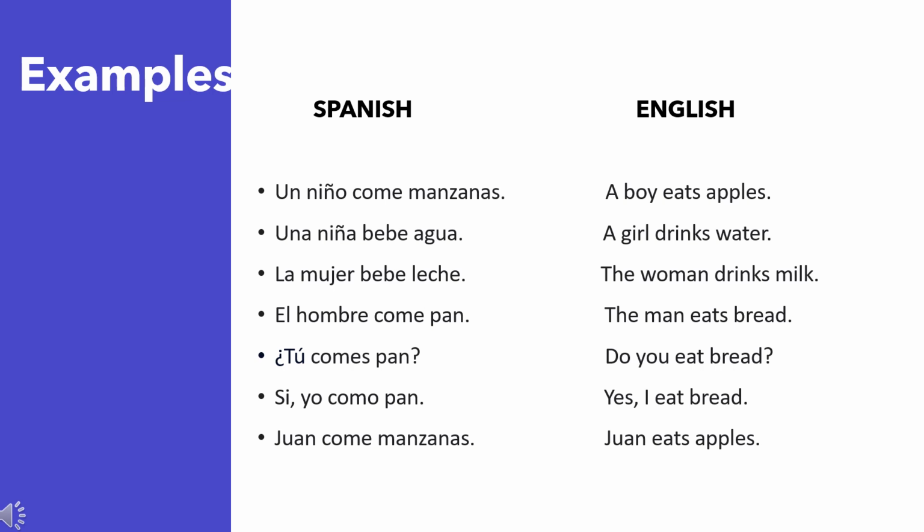Next sentence, la mujer bebe leche. La mujer bebe leche, which means the woman drinks milk.